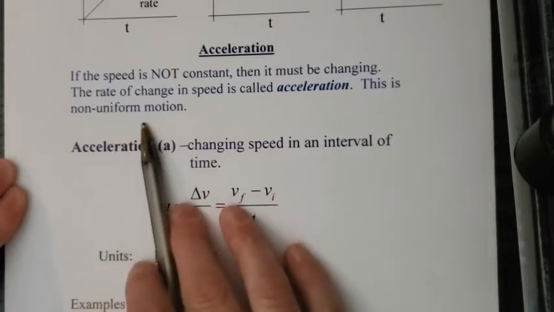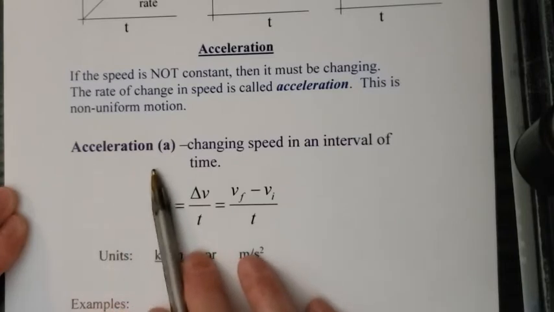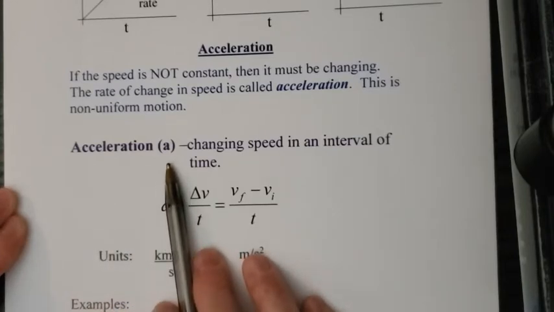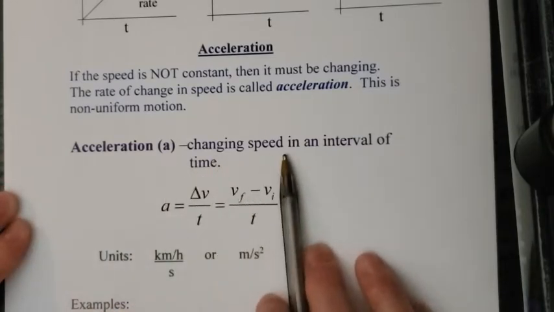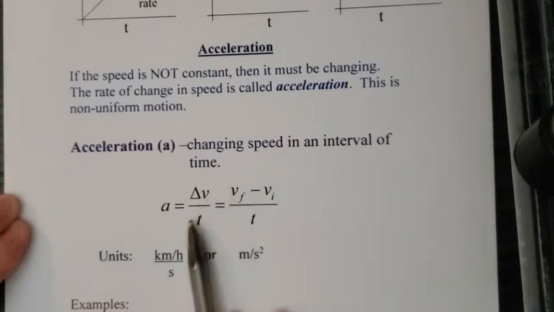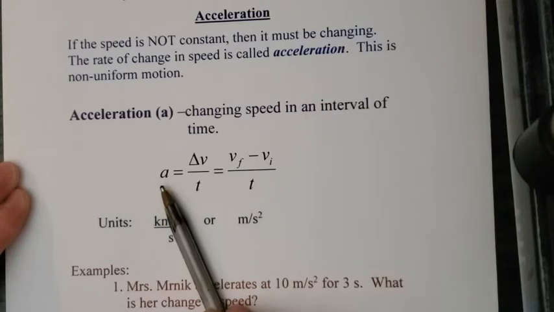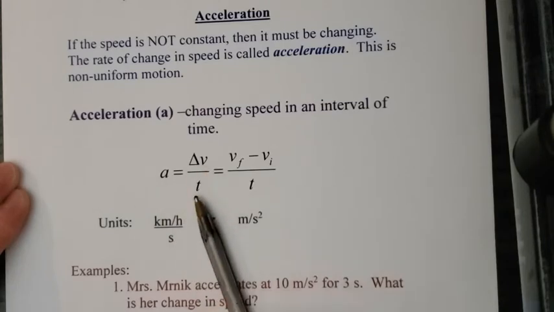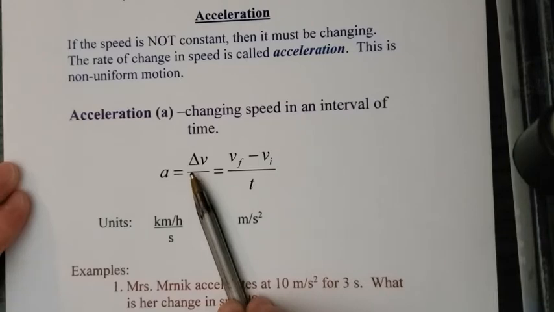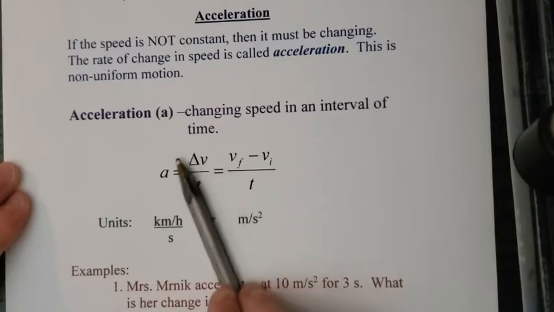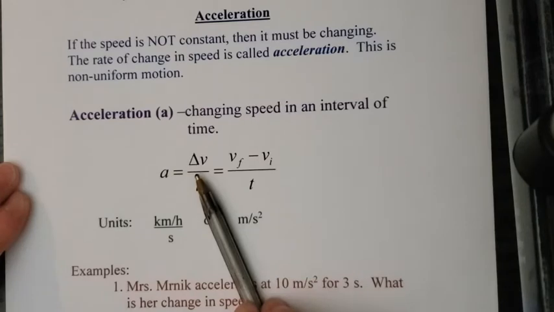This is non-uniform motion. The symbol we use for acceleration is small a. It's changing speed in an interval of time. And we can write the formula out one of two ways. You can say a is equal to delta v divided by t. The delta, it's a Greek symbol, it just means the change in speed. So if I tell you what the change in speed is, you just use this part.